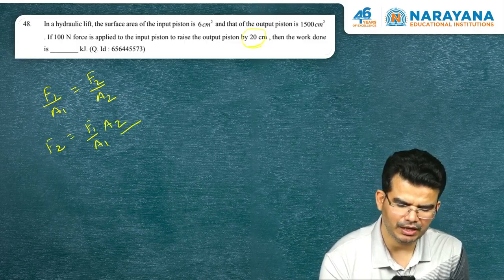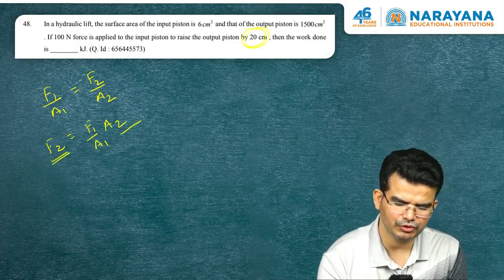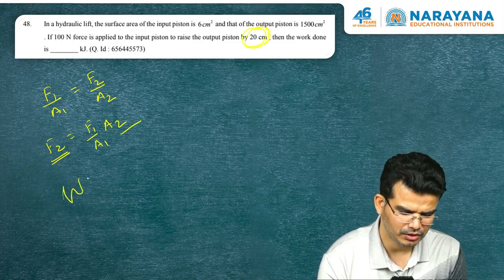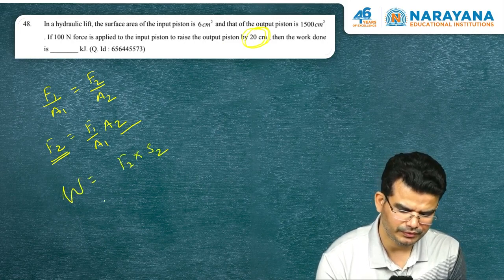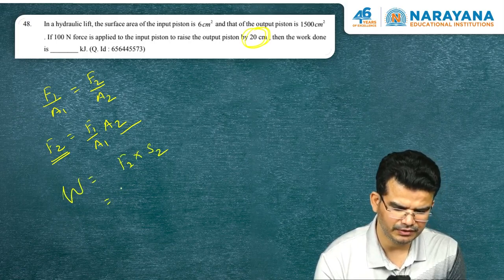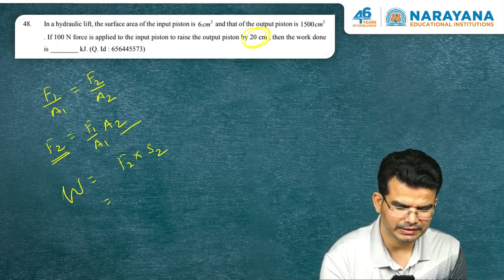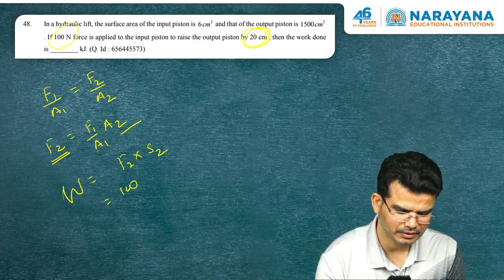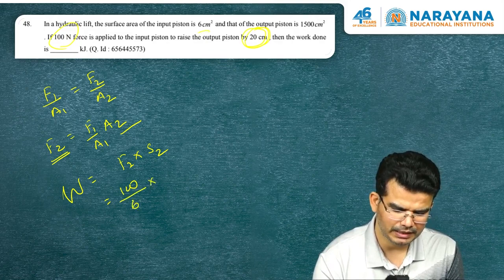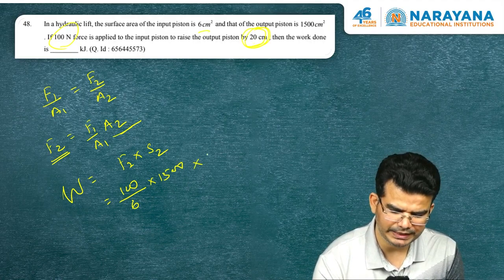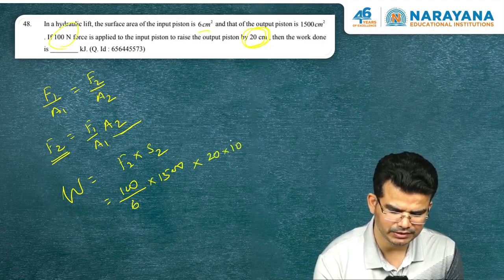Now they have given the output force, we know, and the output distance they have given. So work is F2 into whatever displacement, let us say S2. So, F2 is how much? F1 is how much? F1 is 100. So, F1 is 100 upon A1, which is 6, and A2 is 1500. Both are in the same units, so there is no need to change anything, and S2 is 20 centimeter, again definitely we have to change this, 10 raised to power minus 2.